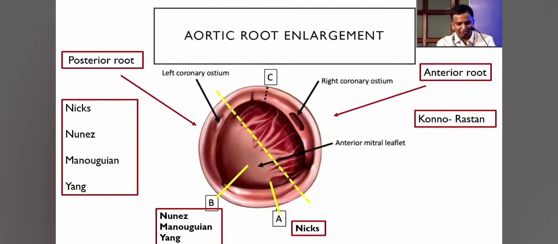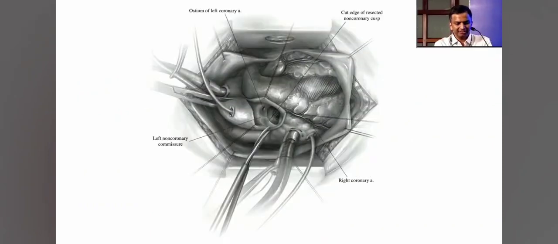The anterior root enlargement is the Konno-Rastan. This is more commonly performed in pediatric patients, but can also be done in an adult patient, where the incision is made to the left of the right coronary ostium. So the operative steps, I'll just skip here, but the basic setup is just like an AVR.